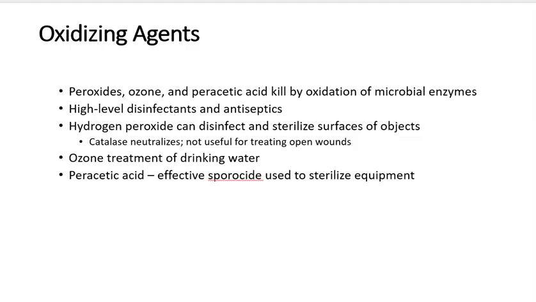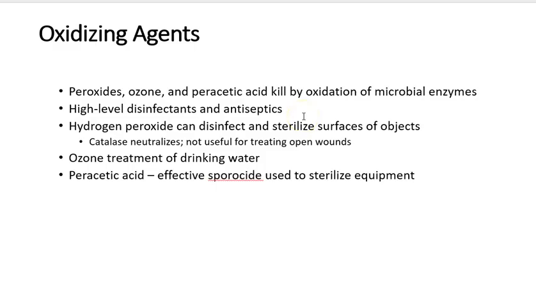Oxidizing agents. These will have O on the end of their chemical formula, but we have peroxides, ozone, periodic acid, and they're going to oxidize the enzymes. They're just going to break these enzymes up. So this is a high-level disinfectant or antiseptic.